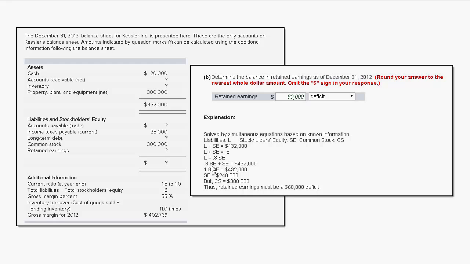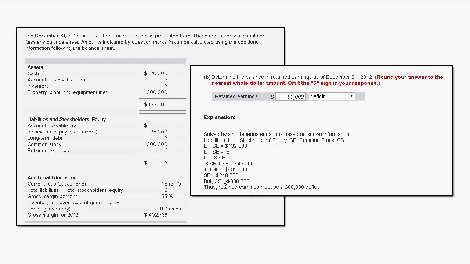So if we have 0.8 SE plus SE equals 432,000, we then can add 0.8 SE to 1 SE because SE is the same as 1 times SE, and then we can add the 1 and the 0.8. We get 1.8 SE equals 432,000. And from here, we just want to get SE on one side of the equation, so we divide by 1.8. We come up with stockholders' equity is 240,000.